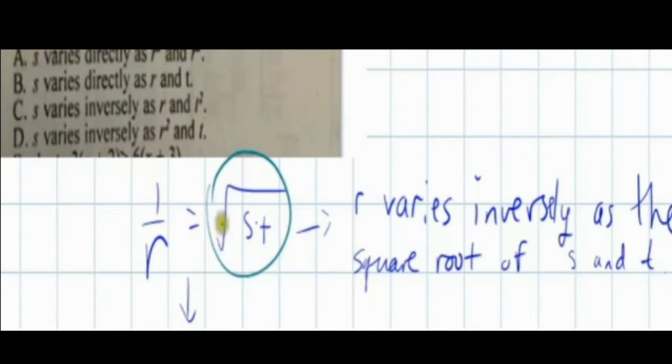If R varies inversely as the square root of S and T, how does S vary with R and T? So R varies inversely as the square root of S and T. So this inversely lets me know that something is going to be underneath the number 1. So 1 over R is equal to the square root of S times T. So I came up with that because R varies inversely as the square root of S and T. So square root of S and T, that's this part. R varies inversely with this. So that means 1 over R is equal to the square root of S times T. That's how I came up with this part.